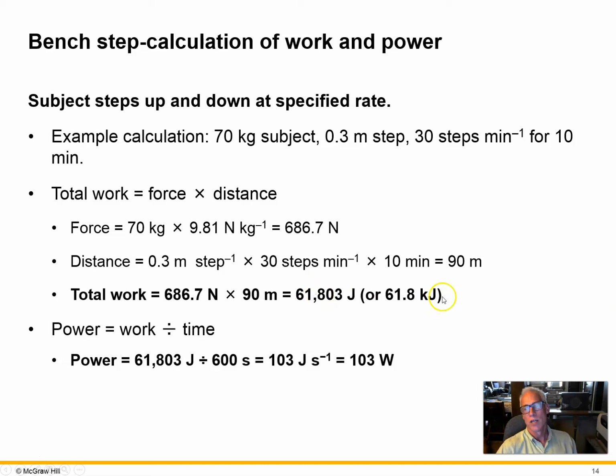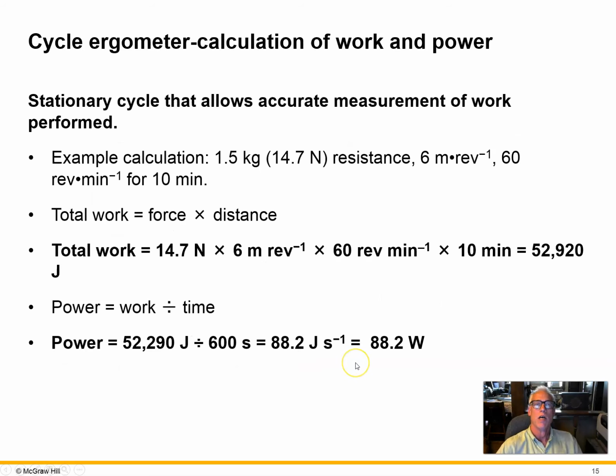61,800 joules, and we're just going to use that familiar prefix for thousands, kilo, to make it a more accessible number, 61.8 kilojoules. Power is just joules per second, so we divide by the total time that we're talking about, 600 seconds. We wind up with 103 watts. 103 joules per second, 103 watts. For a cycle ergometer, it's a very similar kind of calculation.